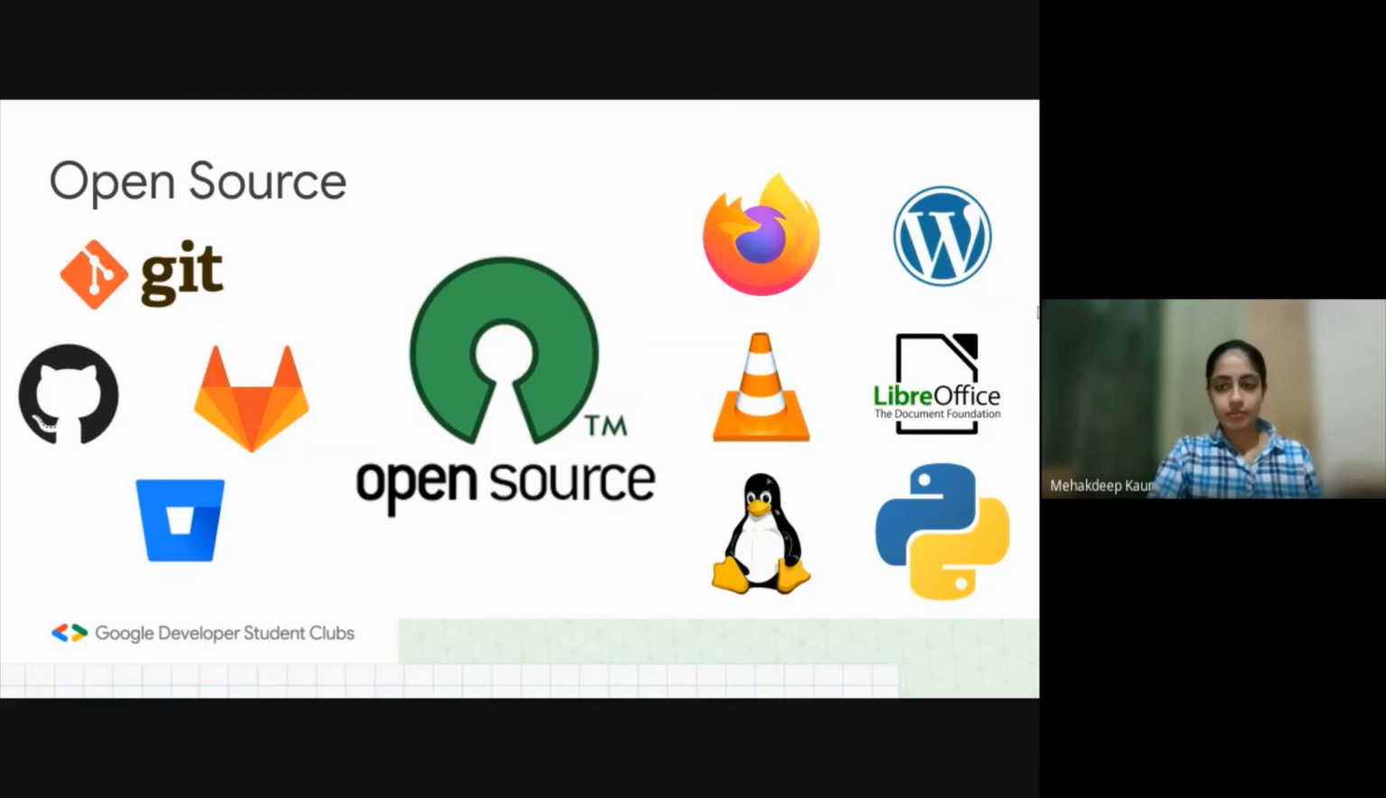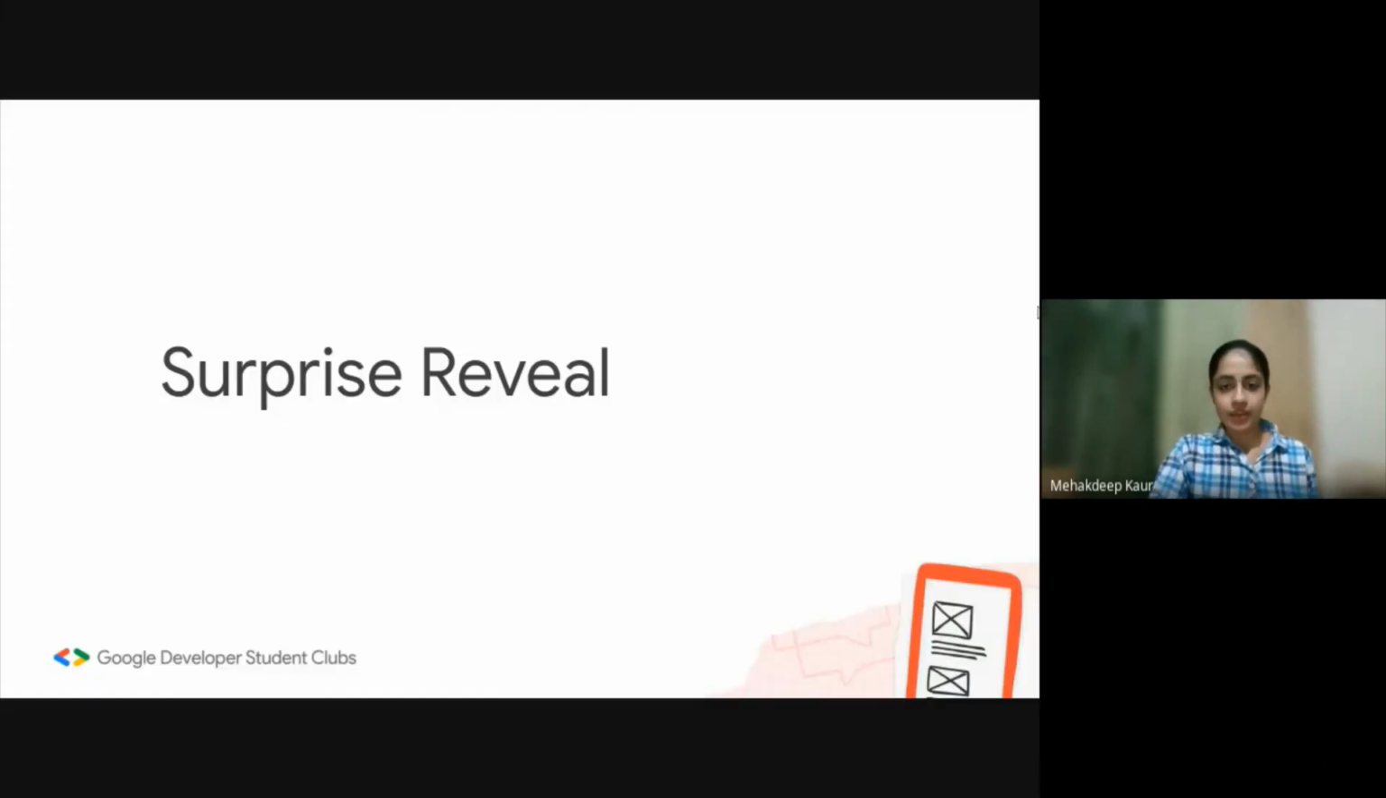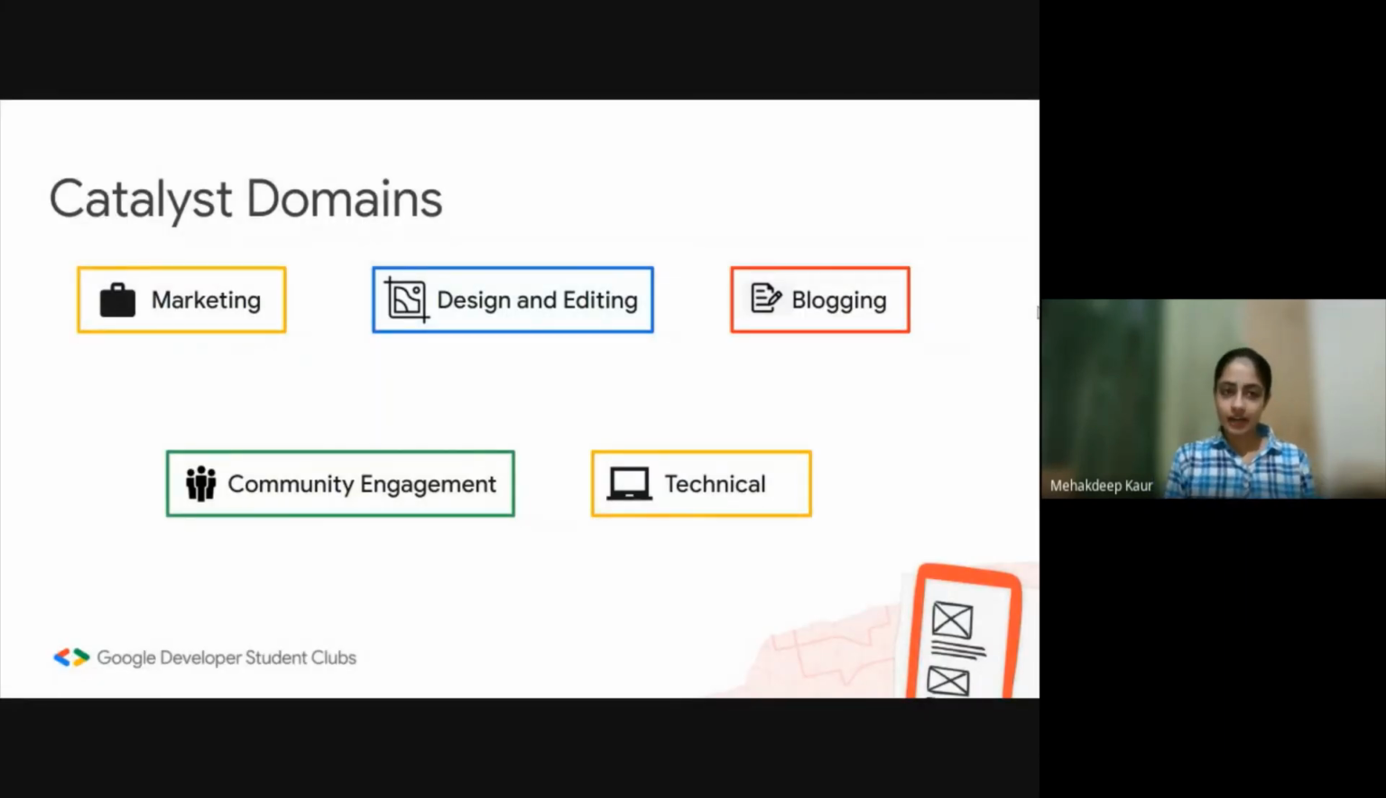Moving on to the next slide is our surprise reveal. I guess you all must be excited for it. So what exactly is the surprise? All right, without taking any more time, let me reveal it. We are including several domains, the catalyst domains, where students from first year, second year, third year, and even the final year can get involved in the community. They can come and contribute to the community through all these 5 domains mentioned here.